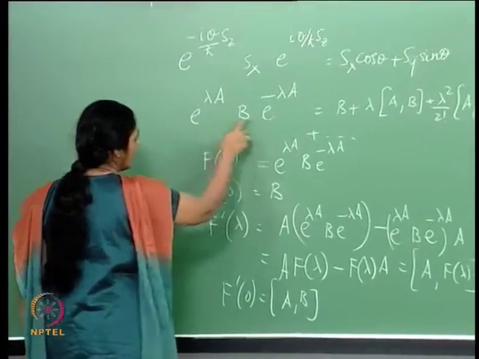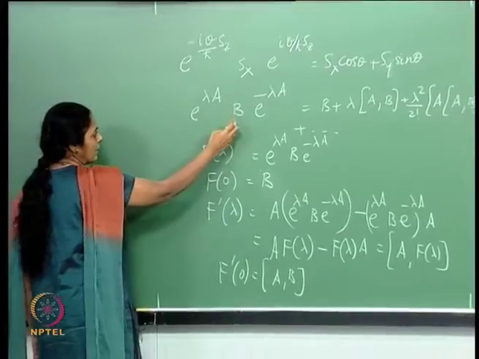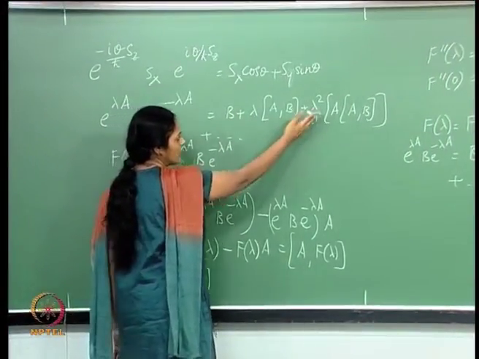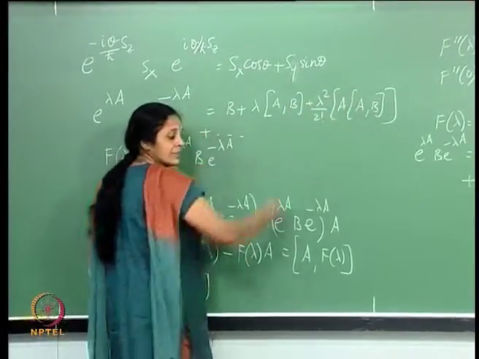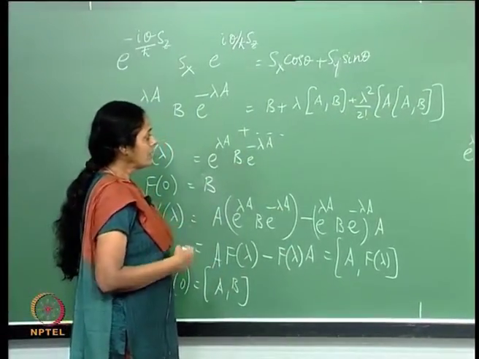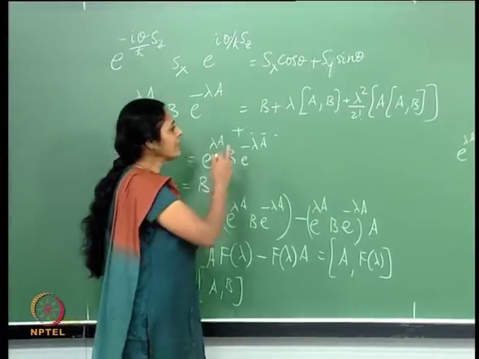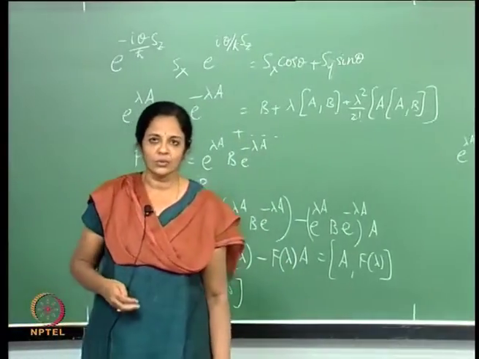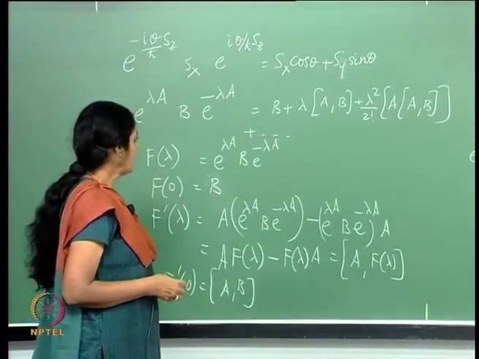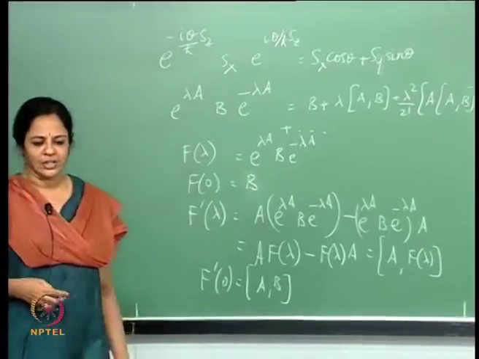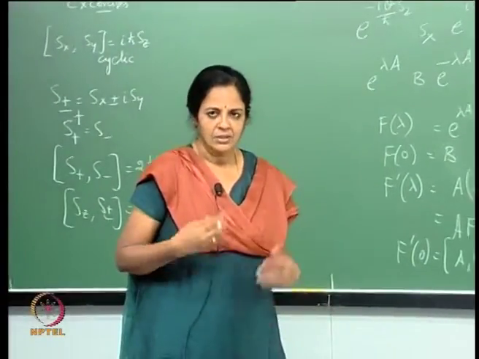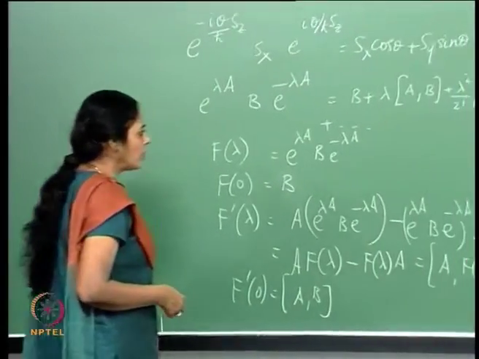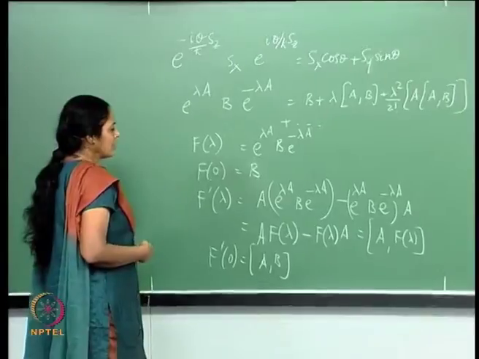This is the general identity: e to the lambda A B e to the minus lambda A is B plus lambda times this commutator plus lambda squared by 2 factorial [A, [A, B]], and so on. So, clearly this infinite series will terminate if one of these commutators is 0. I use this specifically in the context of squeezing and displacement operators when we discuss the harmonic oscillator problem and quantum optics.